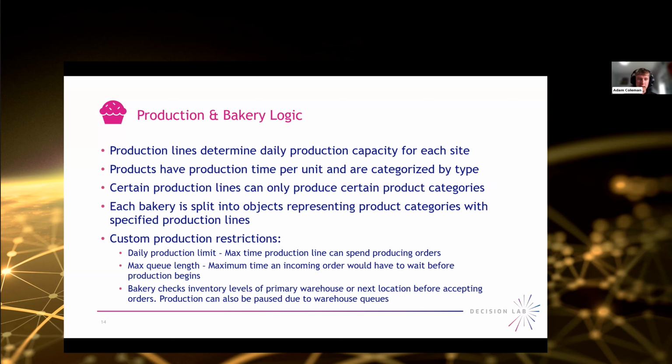So overall, this essentially allowed us to build custom production restrictions, which again included a daily production limit, a maximum queue length determining how long orders have to wait before they can be produced, as well as inventory level checks to ensure that we weren't producing too much and sending it into a warehouse that's already full, because that would cause a bottleneck.